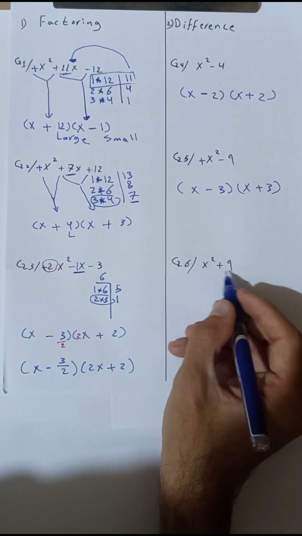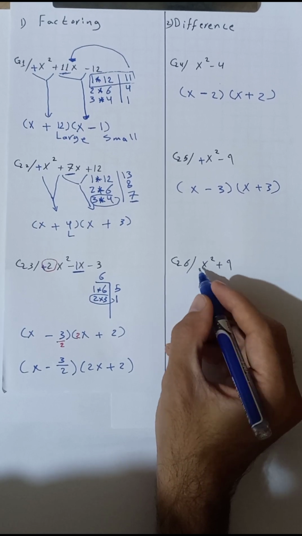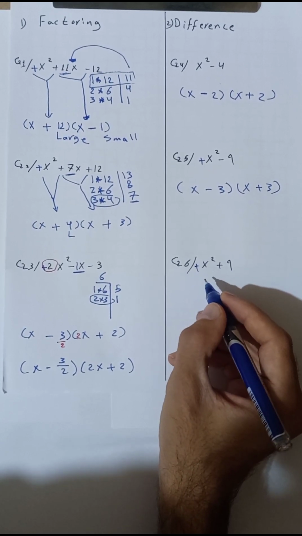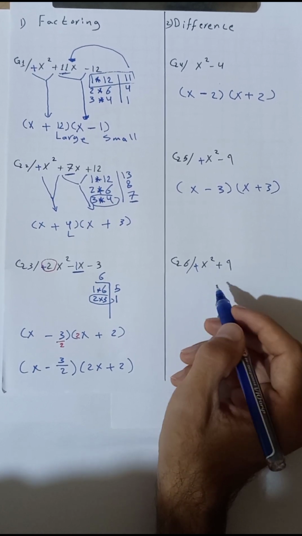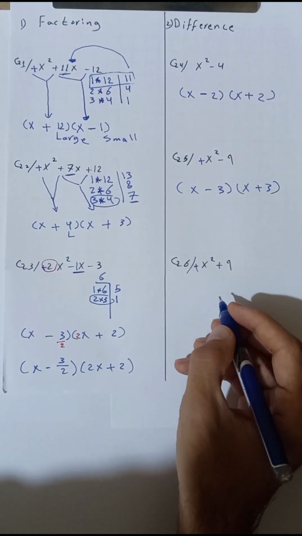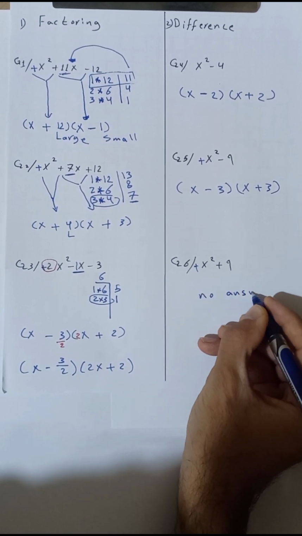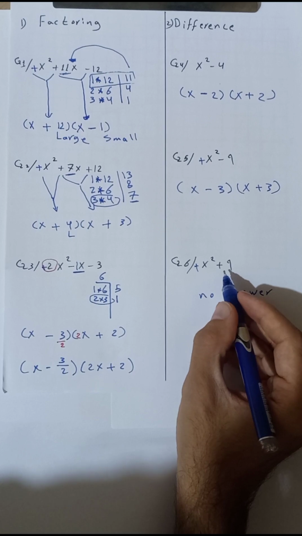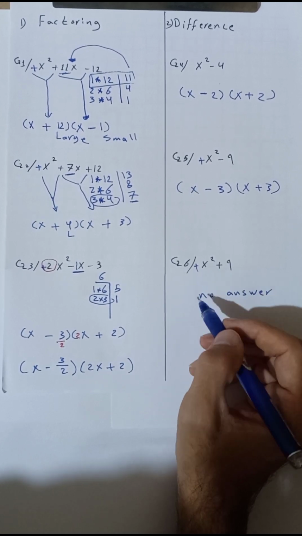We have two square terms. Both of them are positive. It will not be two different parentheses. So we have no answer, because they are not different in signs.